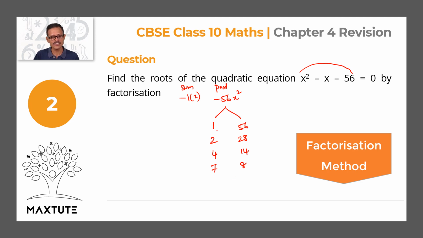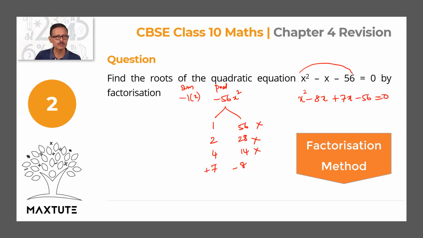Now check whether the addition or subtraction of 56 and 1 will give us this minus 1 or 1. 56 plus 1, 56 minus 1 is not going to give it. This is not going to be, this is not going to be. 8 minus 7 will give us a 1, whereas we want a minus 1. So minus 8 plus 7 will give us a minus 1, and the product is going to be minus 56. So I'm going to factorize it as x square minus 8x plus 7x minus 56 equals 0.